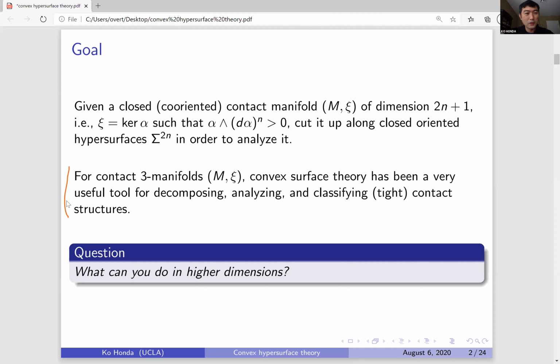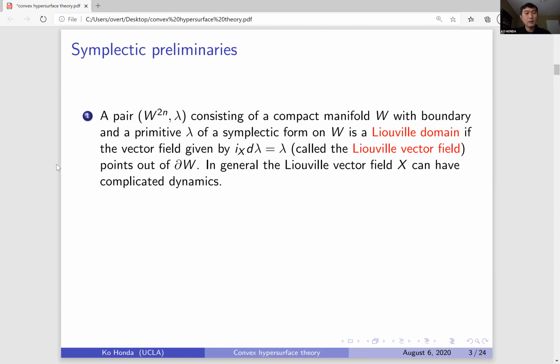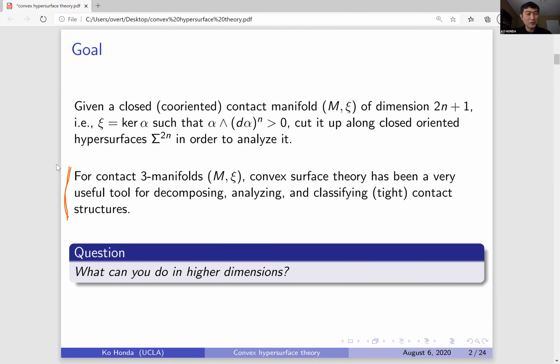Around 2000, there was a lot of activity. The question is, what can you do in higher dimensions? Oh, I guess I didn't tell you the answer. The answer, for the time being, is that you can do quite a bit, but there's still a lot you can't do.